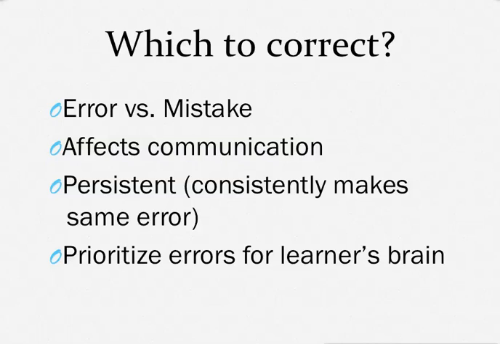In summary, error types are morphosyntactic, phonological, lexical, and semantic, although I suggested giving pragmatic mistakes their own category instead of including them under semantic. And correct errors that affect communication and are persistent errors. The next two videos will look at corrective feedback types.